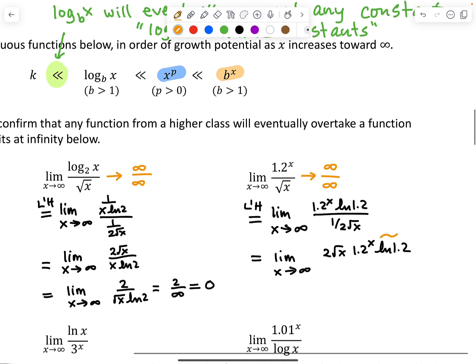Well, natural log of 1.2 is a positive number. The natural log of something less than 1 would be a negative number. And both of these functions here will themselves approach infinity. So we have a limit that's infinity times 2 times some other positive number. This will be an infinite limit.